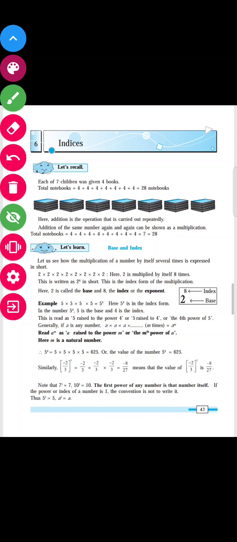Now what exactly is this raised to? What is base? What is index? What is exponent? Let's study. Can you see the example here where I am marking? I have drawn a box now. 2 is the base and 8 is the index. The index is also called exponent or the power. What exactly does it mean? The base is 2, so 2 is multiplied to itself how many times? 8 times.